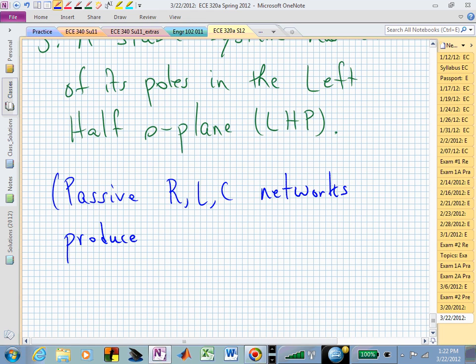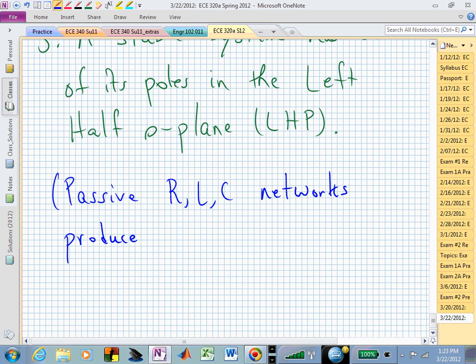What kind of transfer functions do these produce, RLC circuits? Stable or unstable, or both? Passive RLC networks. And the thing that's saving us is this R. It's damping things out, isn't it? It's introducing damping. That's pushing our poles into the left half plane, that resistor, or those resistors.